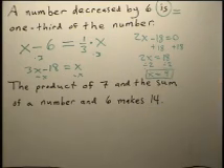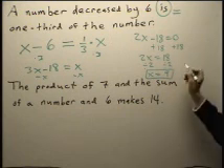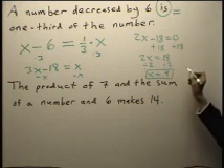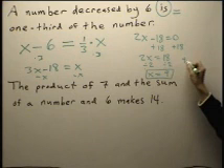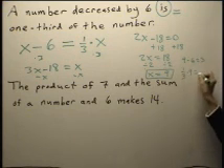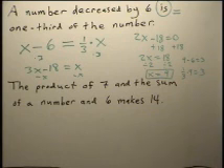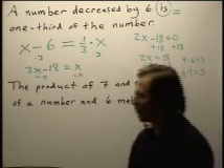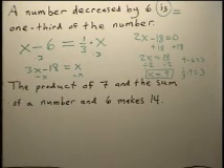And does that make sense? Is it true that when we decrease 9 by 6, that's the same as taking 1/3 of 9? Yes, it is. Because decreasing 9 by 6 gives us 3, and taking 1/3 of 9 also gives us 3. The next example says the product of 7 and the sum of a number and 6 makes 14. Kind of wordy, but we can sort our way through this information.